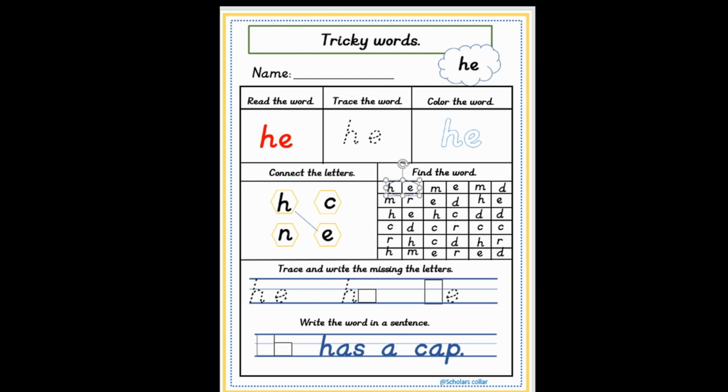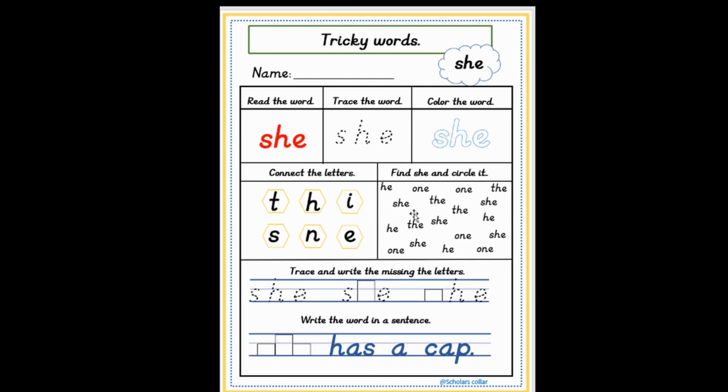He has a cap. Next one is she. Same way, you're just going to read, trace, and color. And then you're going to do joining the dots. S-H-E, she. And the same way, you're going to find the word and circle the she's that you find in here, fill in the blanks, and then you're going to go ahead and use she in a sentence.